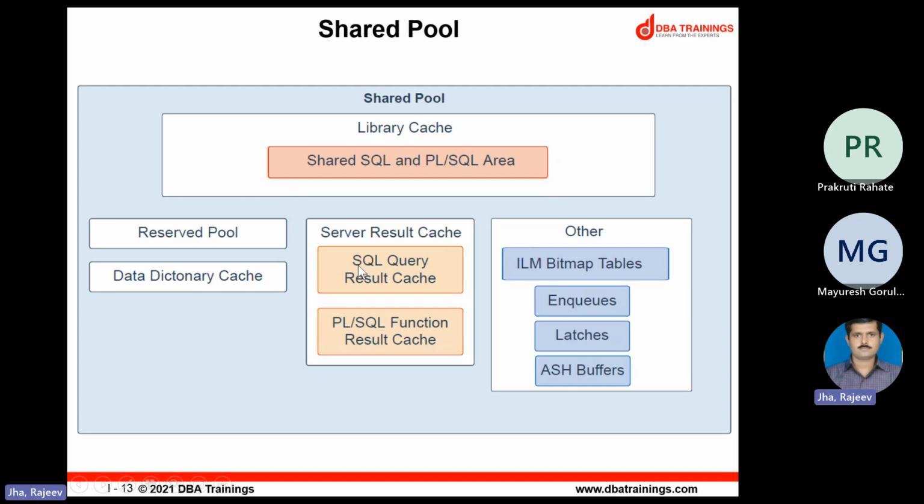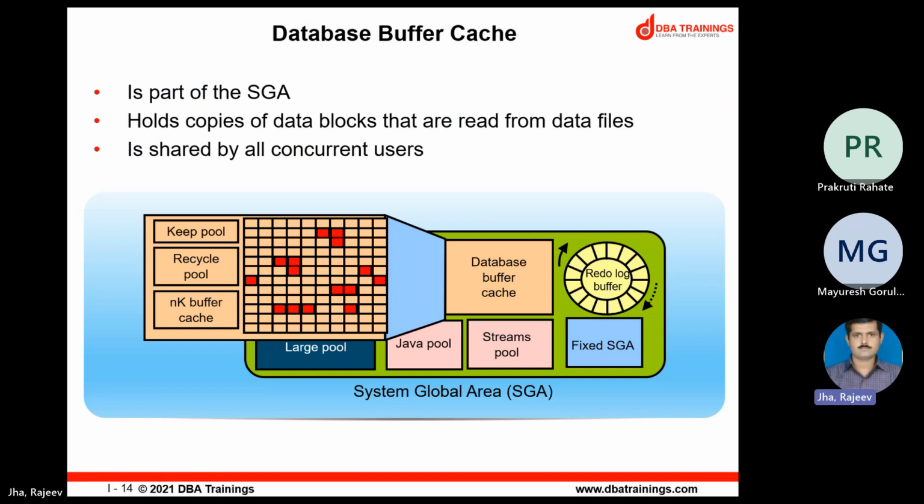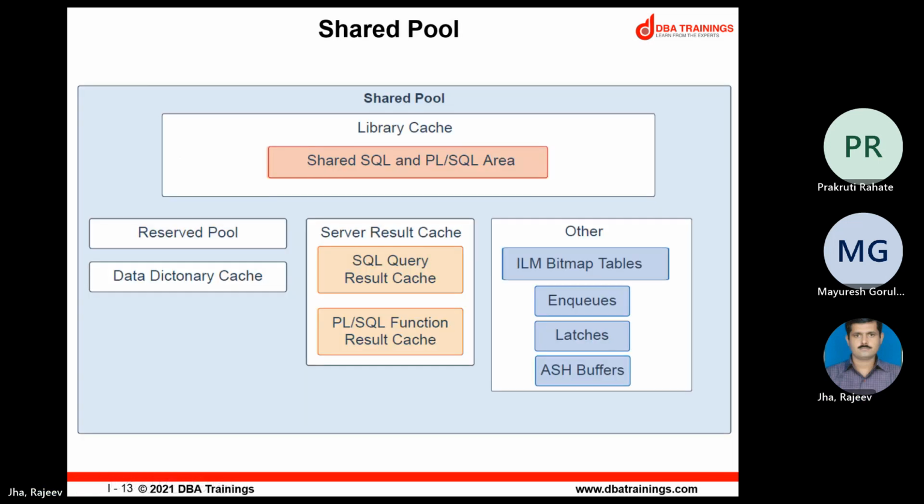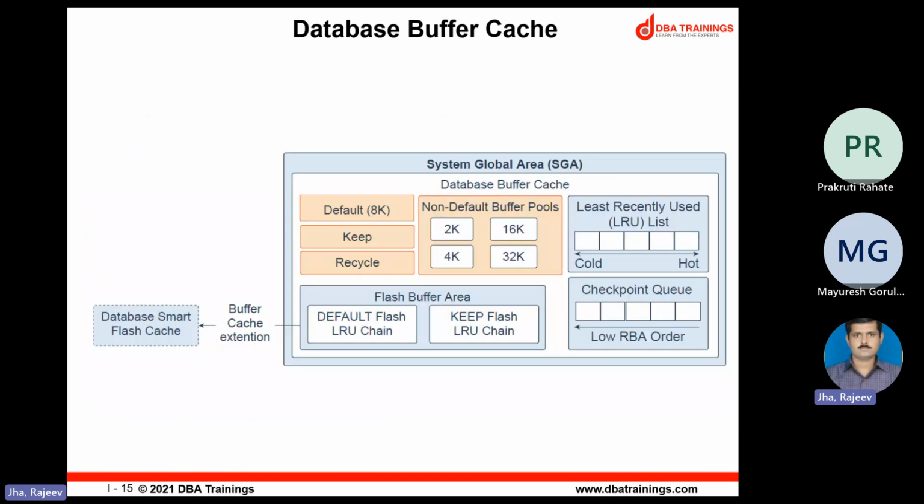So that way you can have a true use. Now, as I said, the database buffer cache is a part of the SGA, which holds a copy of data blocks read from the data file and shared by all the current users. Now, let me talk about this buffer cache.